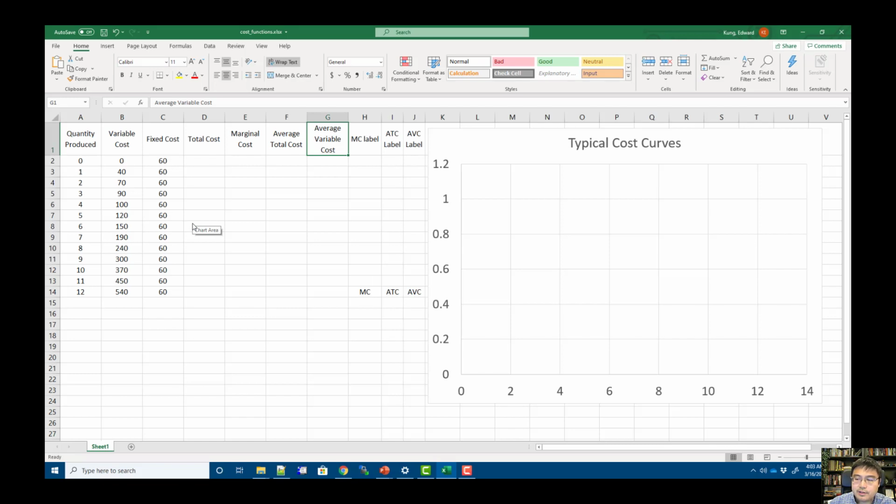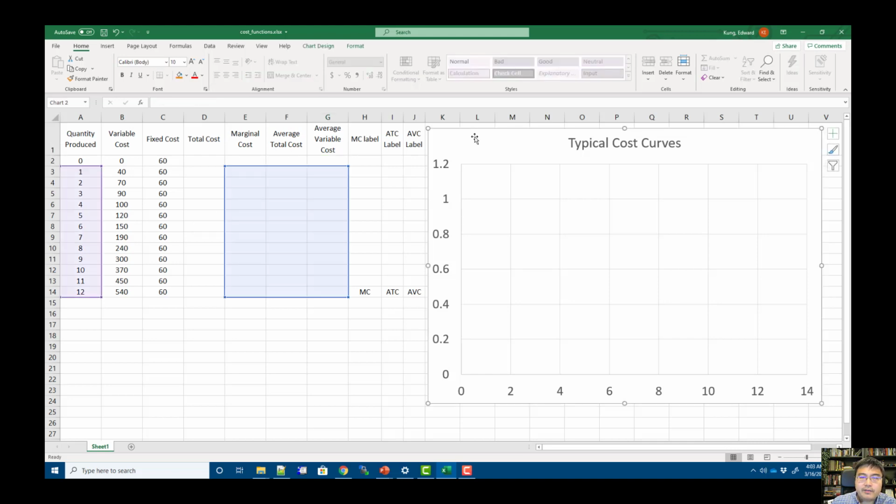All right, so here's our Excel spreadsheet. I've preloaded it with the data from the table. And what we want to do is calculate total cost, marginal cost, average total cost, and average variable cost. And here on the right, I've actually preloaded a graph that's going to automatically start graphing the marginal cost, the average total cost, and the average variable cost as we fill in those numbers. Okay, and you're going to see what it looks like.